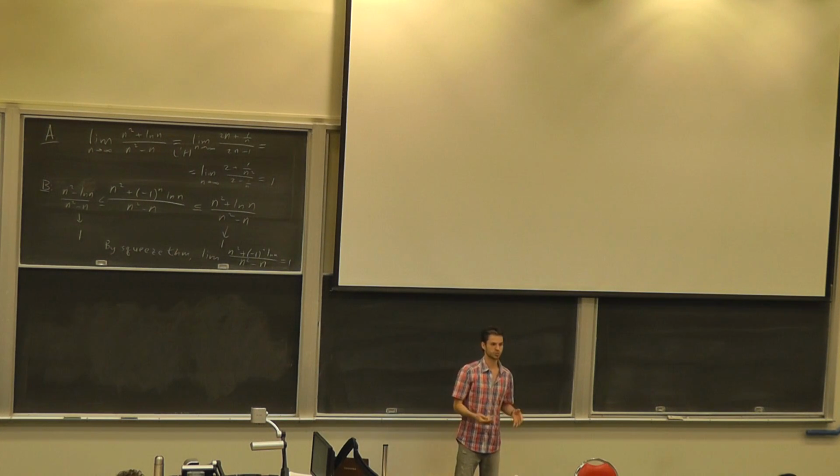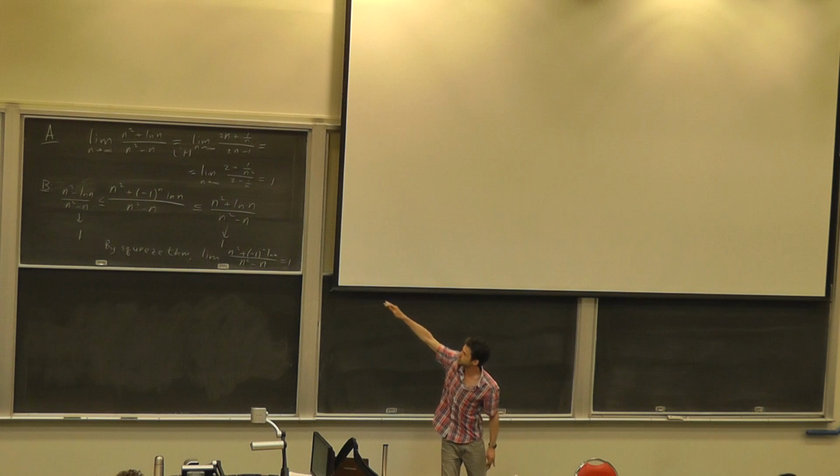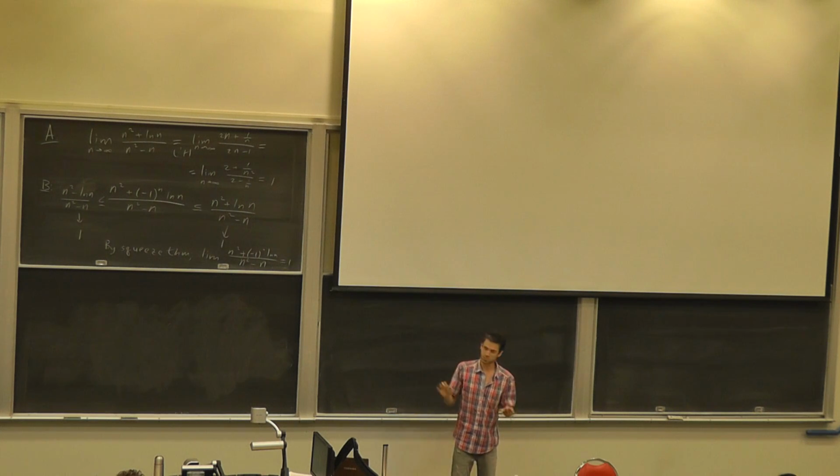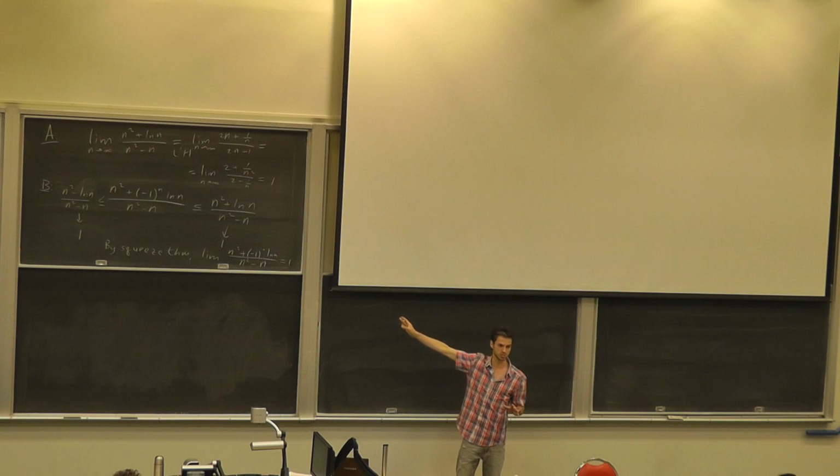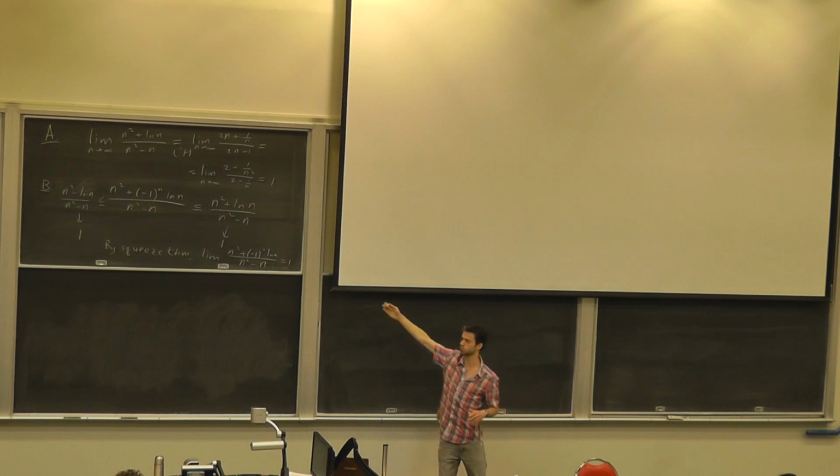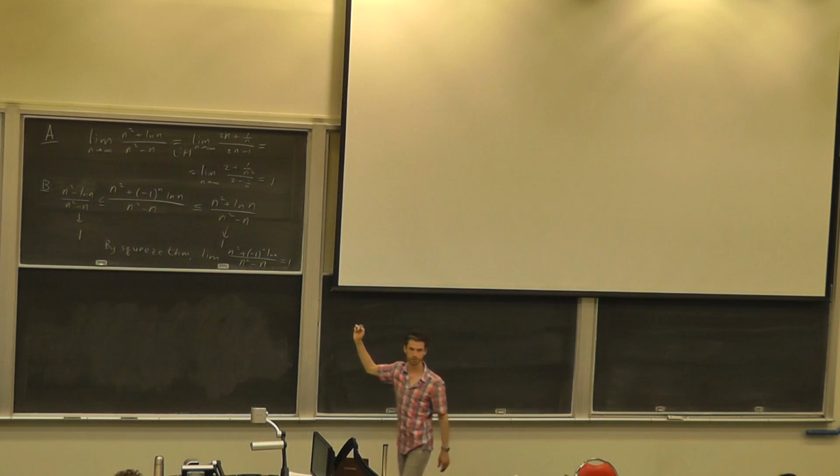And n squared grows much faster. So basically, when I look at this expression, I see n squared plus a small correction divided by basically n squared. So I know it's approximately 1. So I guess this limit exists and is equal to 1. And then I try to do it.